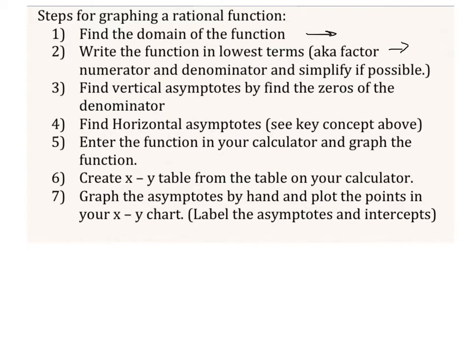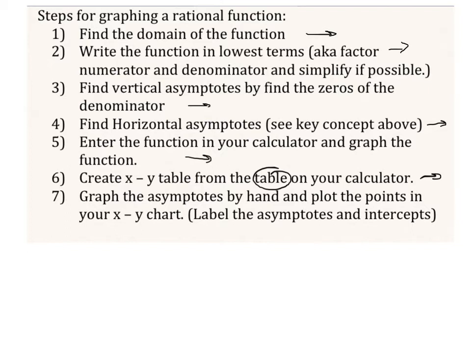We're going to find vertical asymptotes by finding the zeros of the denominator, which we talked about earlier. We're going to find the horizontal asymptotes, which we just spent a lot of time working on. And then we're going to enter the function in our calculator and graph the function there. You can go to the table in your graphing calculator, and you're going to create an x and y table on your paper that you fill in based on this. Okay? You don't have to evaluate a whole bunch of points.